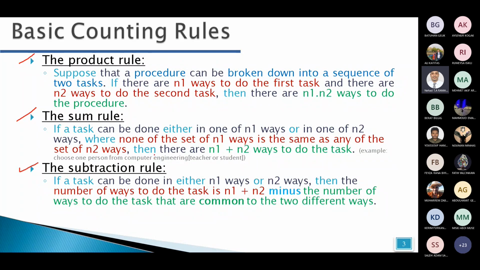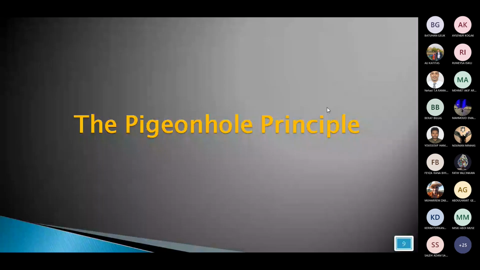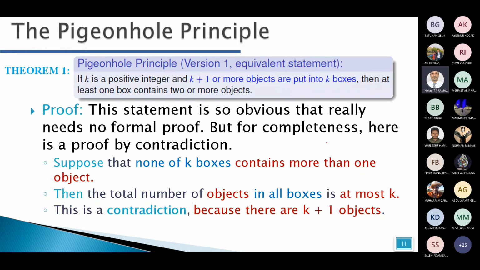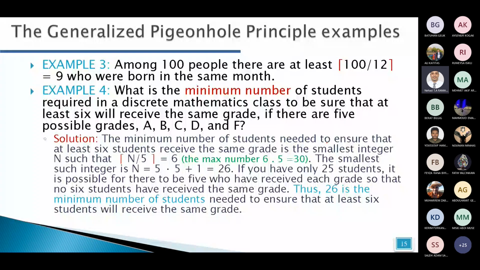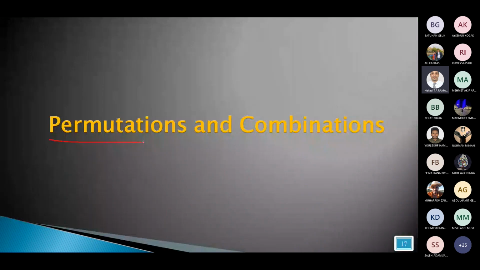3 basic rules to make counting, and then we will take something called Pigeonhole Principle, and it's one of the important counting methods also. And finally, we will take the permutation and combination. I think permutation and combination, you already took it in the school, the secondary school. So it must be easy for you.